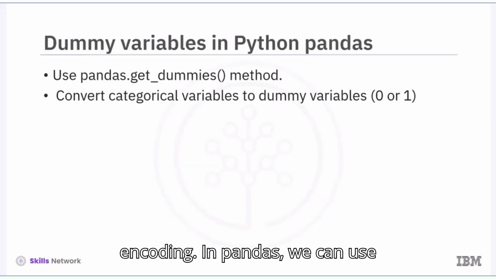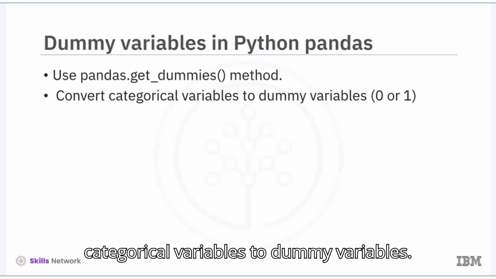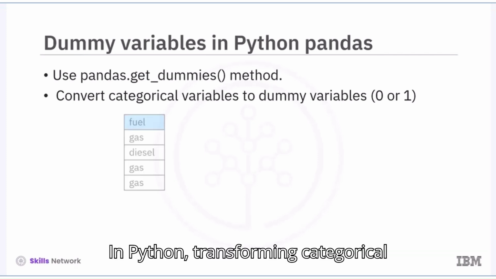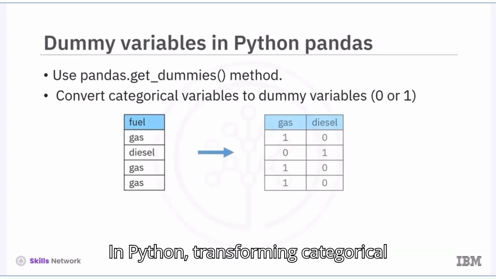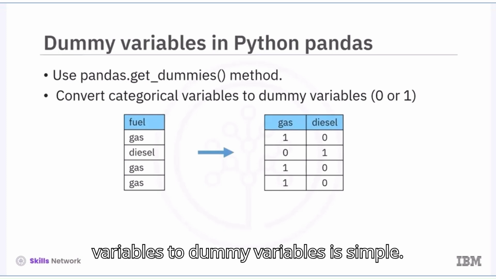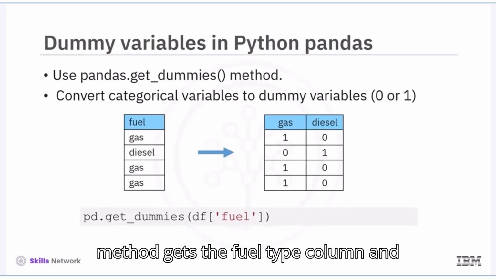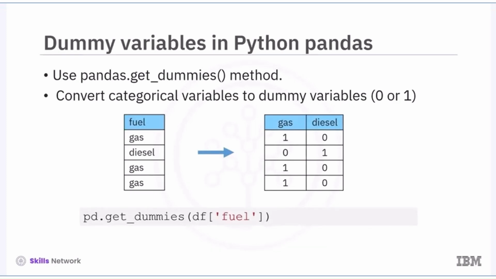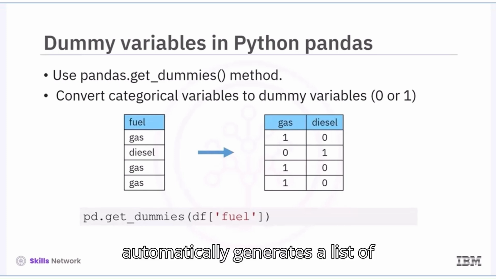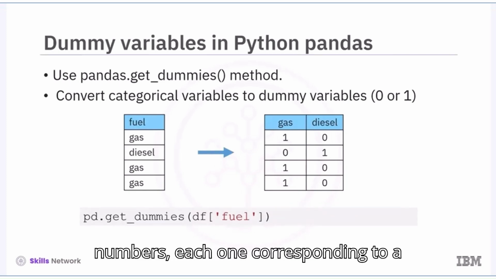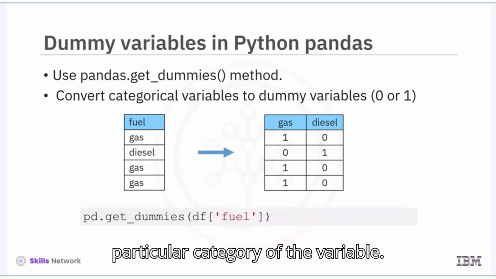In pandas, we can use get_dummies method to convert categorical variables to dummy variables. In Python, transforming categorical variables to dummy variables is simple. Following the example, pd.get_dummies method gets the fuel type column and creates the data frame dummy_variable_1. The get_dummies method automatically generates a list of numbers, each one corresponding to a particular category of the variable.